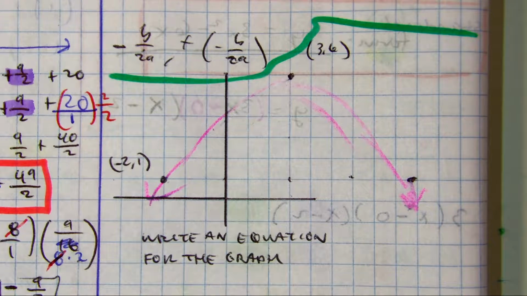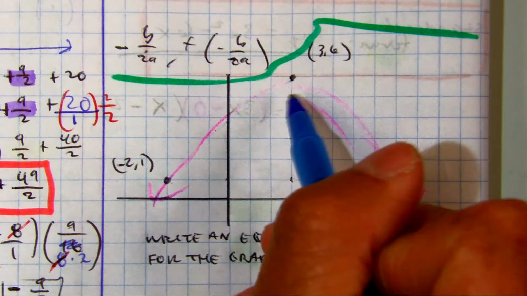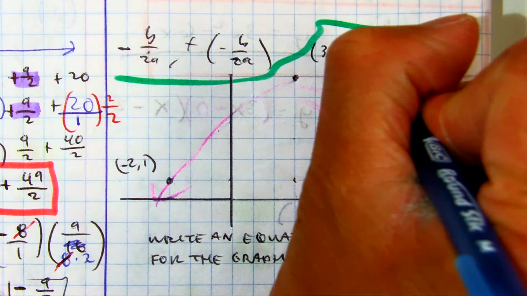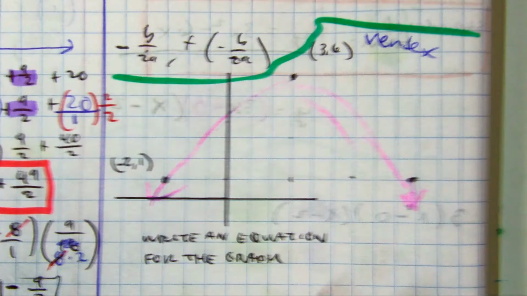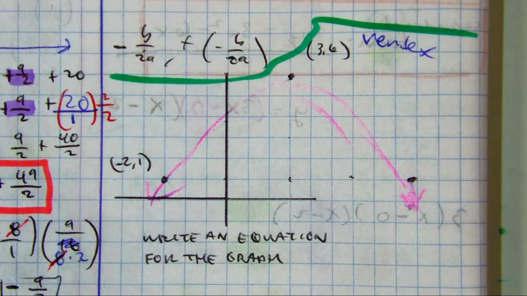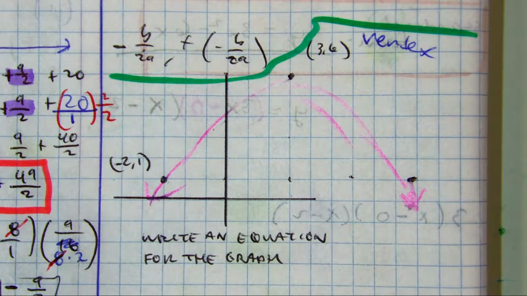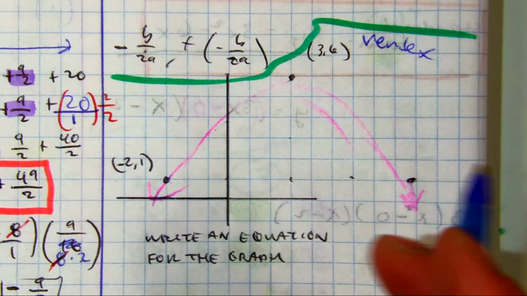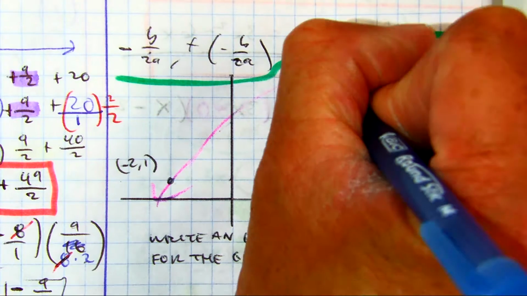Alright class, what are some characteristics? What do we got? Yeah, this is the vertex. Let's write that. Vertex. That's just the maximum or minimum. In this case, it's a maximum. What letters is vertex? Let's write that. H, K.